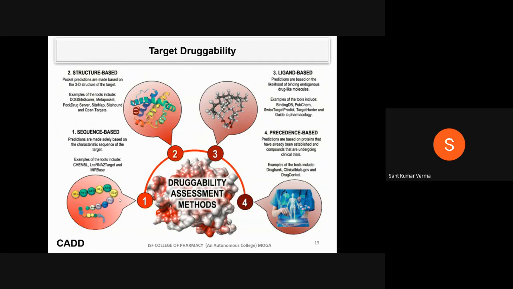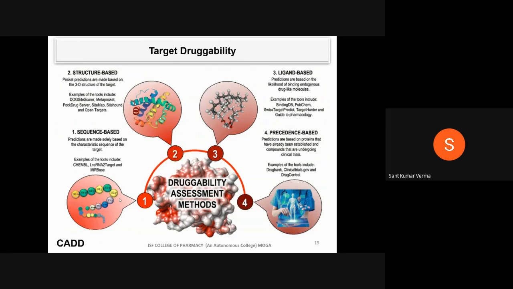The second approach is the structure based approach, where pocket predictions are made based on the 3D structure of the target. We can identify the active sites and binding pockets, and if our desired protein has binding pockets similar to the previous one, it can be a druggable target. Examples of tools include DoGSiteScorer, MetaPocket, PockDrug Server, SiteMap, SiteHound, and Open Targets.